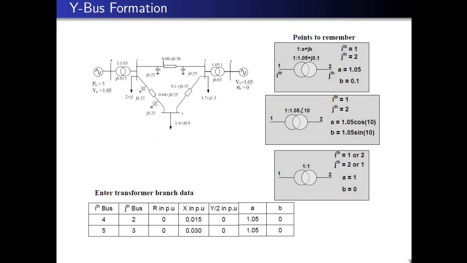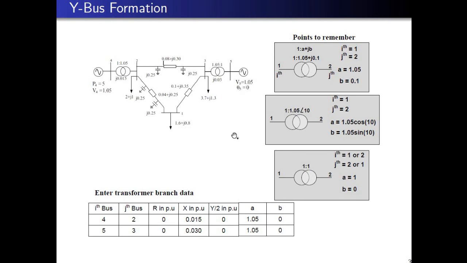So this is the slide explaining how to enter the transformer data in the software. You can see in this table there is no from and to bus. Instead, there is ith bus, jth bus, and 2 more new terms, A and B, as shown in this table. We have 2 transformers in the figure, which are connected between the 4th bus and the 2nd bus, and the 3rd bus and the 5th bus.